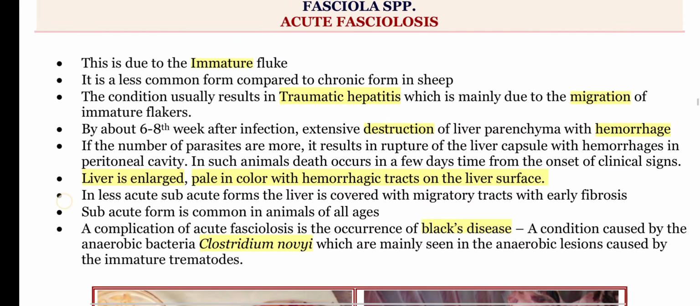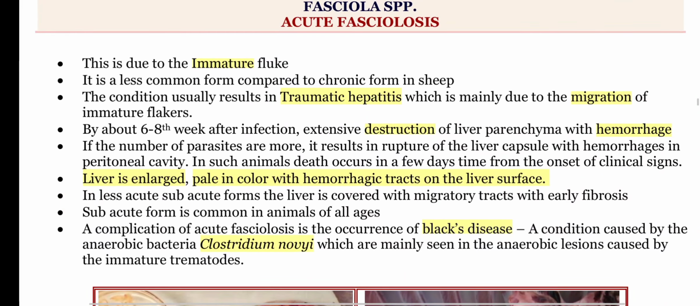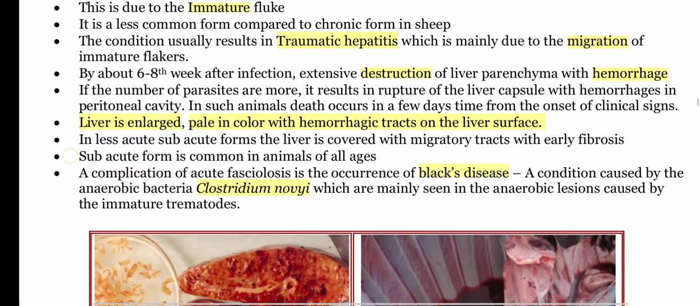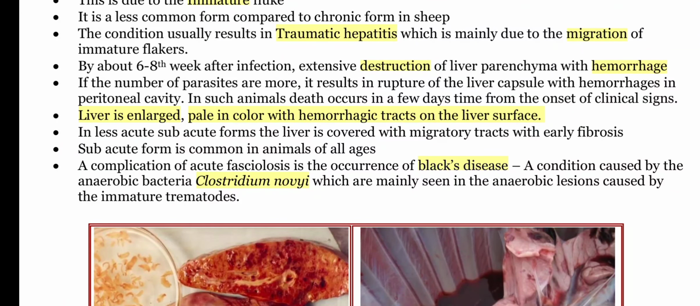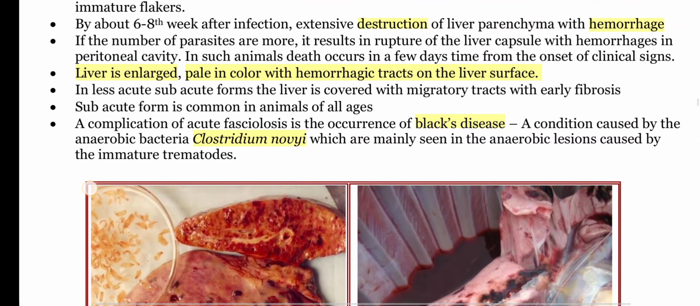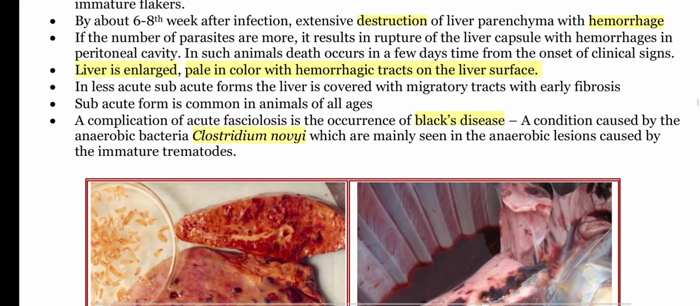And acute fascioliasis is characterized by traumatic hepatitis. Hepatitis is nothing but the inflammation of the liver because of the trauma created by the migration of the flukes in the parenchyma of the liver. So this is termed traumatic hepatitis, where there is extensive destruction of the liver parenchyma along with hemorrhages. And during postmortem, the liver will be enlarged and pale in color.